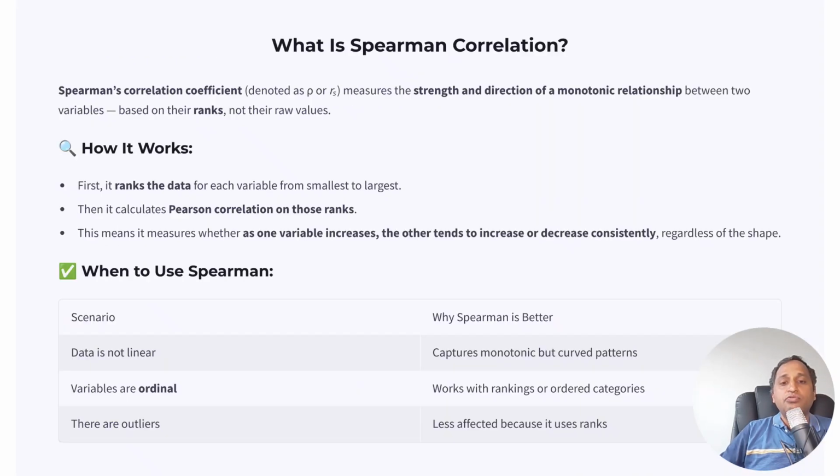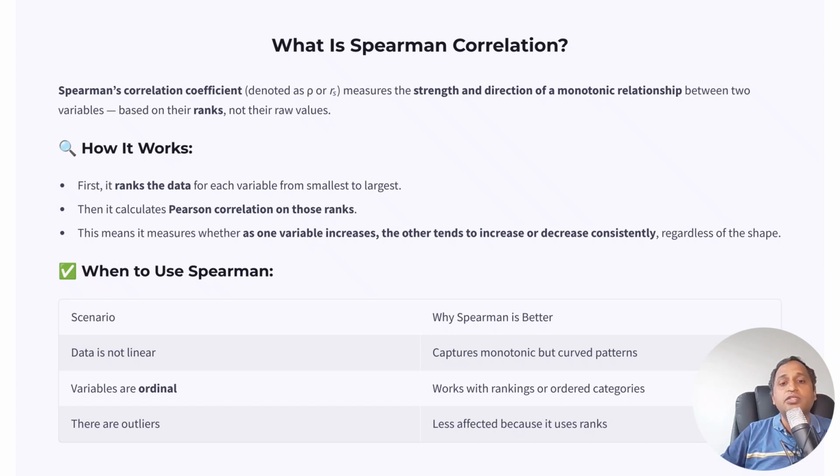So now that we understand the monotonic relationship, let's dive into the next correlation measure, which is Spearman correlation, designed specifically to capture this type of pattern. The Spearman correlation coefficient, often denoted as ρ or rs, measures the strength and direction, that is very important, of a monotonic relationship between two variables. But here is a twist. It uses ranks, not the raw data values.